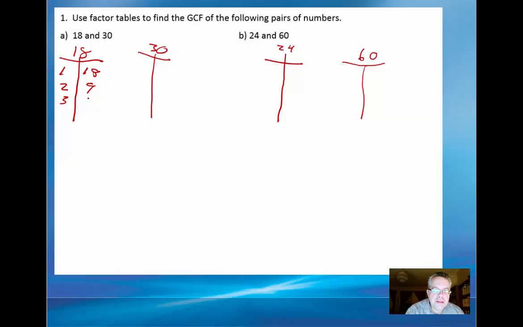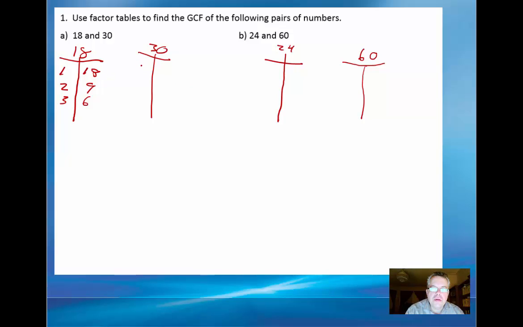3 times 6. 4 doesn't go into 18, neither does 5, and actually we can stop when we hit the square root of the number. The root of 18 is a little bit more than 4, so once we've tried up to 4, we know we're done. We found all the factors. 18 has 6 factors: 1, 2, 3, 6, 9, and 18.